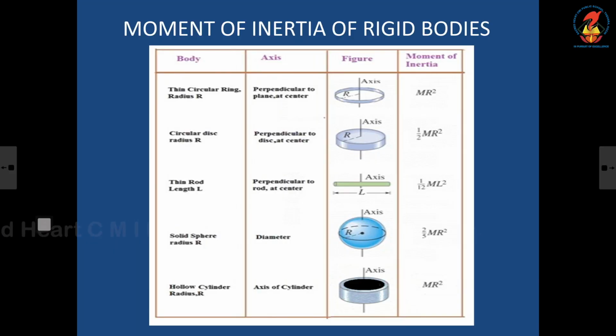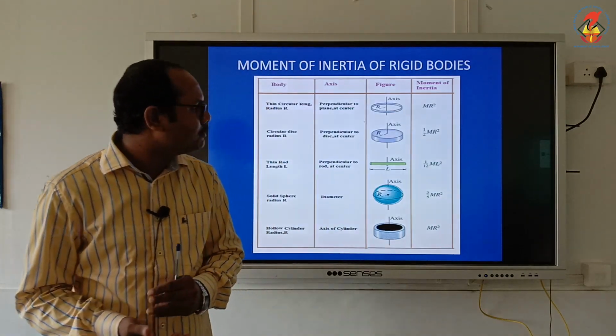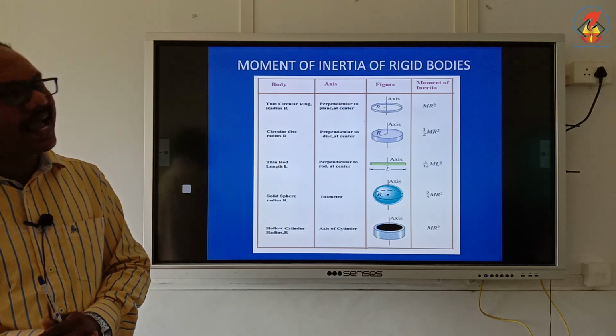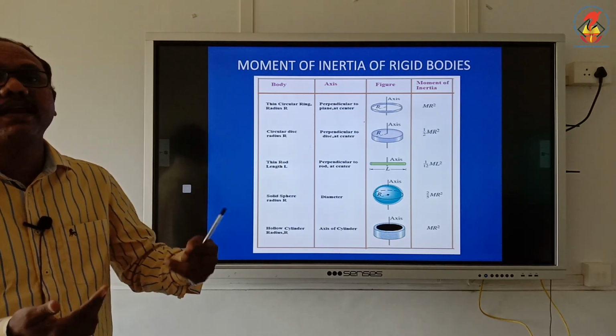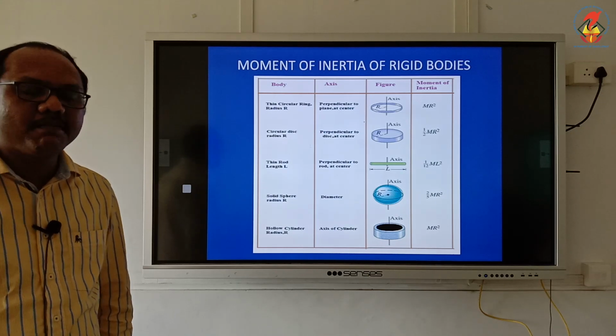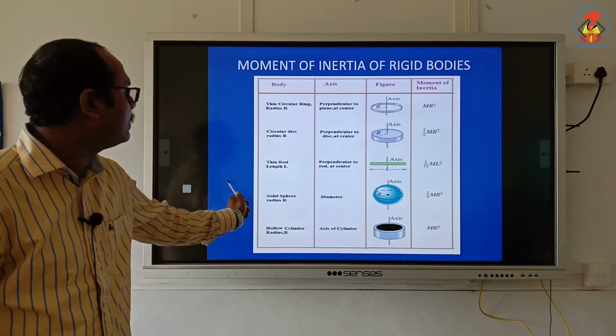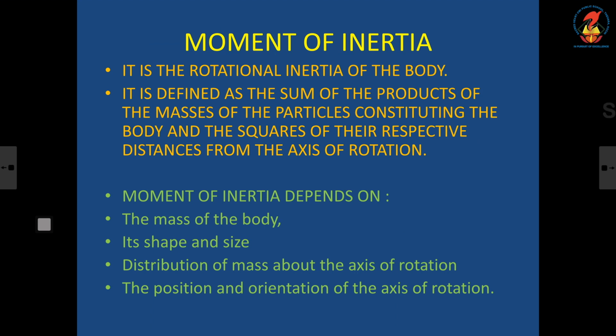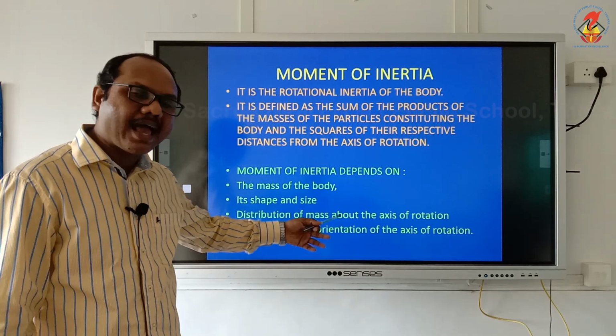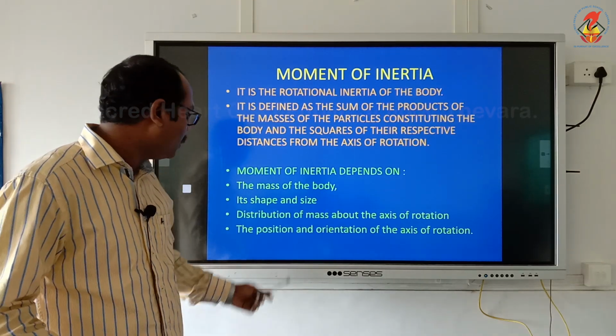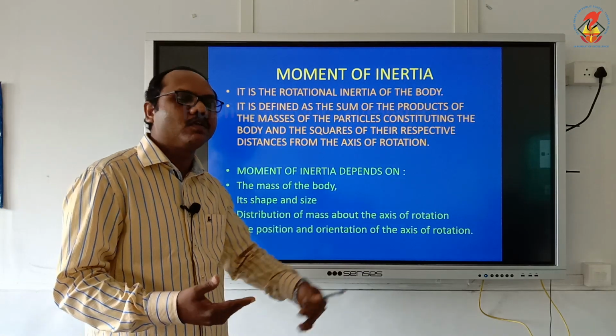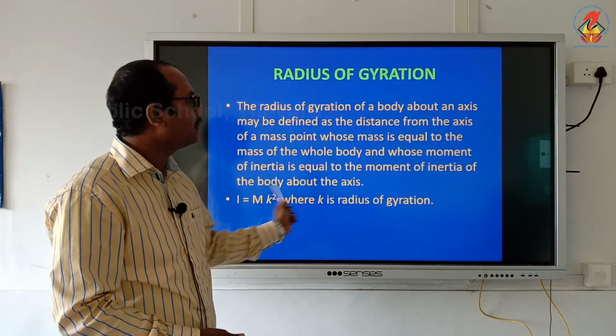Now I already told you moment of inertia is different for different bodies. I am just displaying a figure which gives you the idea about the moment of inertia in different axes and for different mass distributions. Those are the four factors we told. It depends upon the shape and size, the mass, the distribution of mass about the axis of rotation, and position and orientation. So when the axis changes, what about the moment of inertia? When the distribution of mass changes, what about the moment of inertia? All those things we are going to see now.